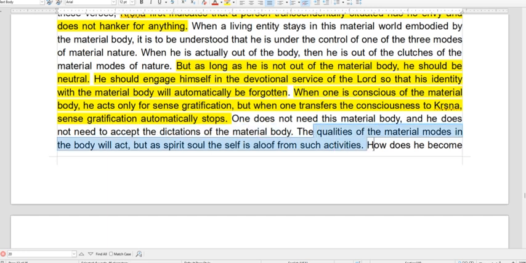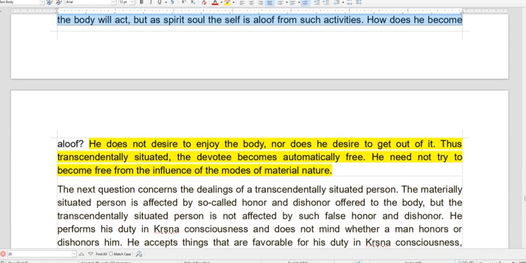The qualities of the material modes in the body will act, but as a spirit soul, the self is aloof from such activity. How does he become aloof? He does not desire to enjoy the body, nor does he desire to get out of it. Thus, situated transcendentally, a devotee becomes automatically free. He need not try to become free from the influence of the modes of material nature.